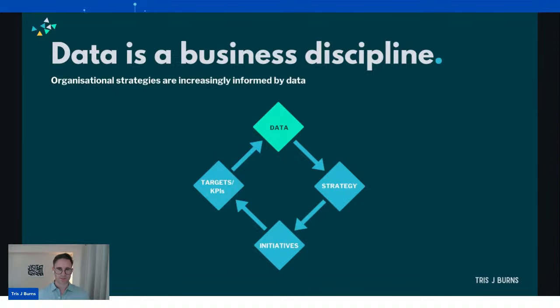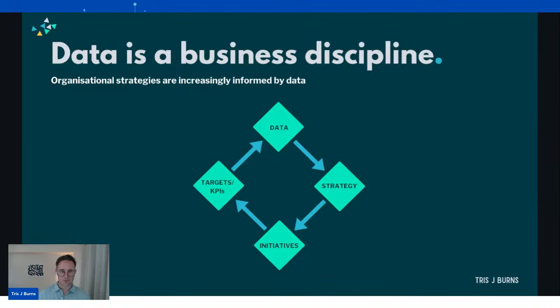Another reason why I strongly believe that data is a business discipline is that strategy, and I will talk about strategy a little bit later on in my piece. But organizational strategies are increasingly reliant on and informed by data. I've created a little flywheel here, the way I see a really highly optimized organization working. The data that they have informs the organization's strategy, what they decide to invest in terms of business initiatives, goals, things that they're going to go after.